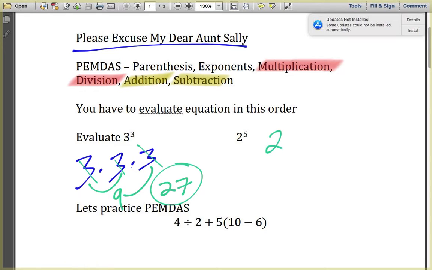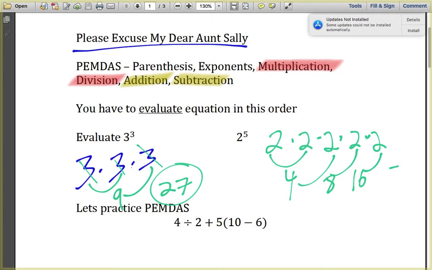Same thing with 2 to the 5th. Honestly, 2 should be easier to do in your head, but in case you can't, I do not judge. 2 times 2 is 4. Times that by 2 is 8. Times that by 2 is 16. Times that by 2, you get a final answer of 32. Okay?